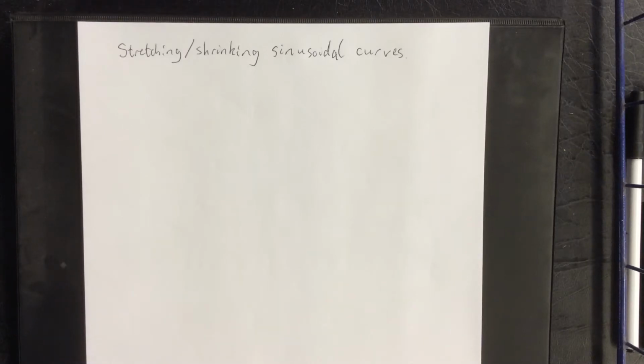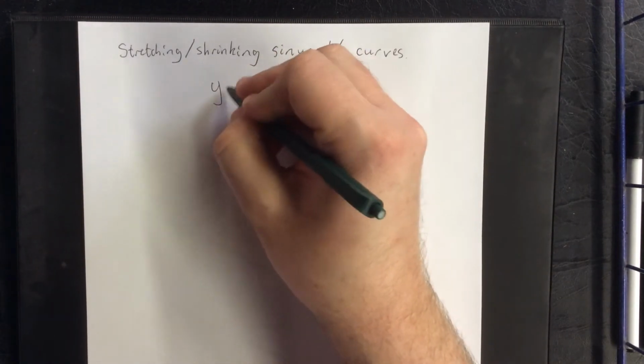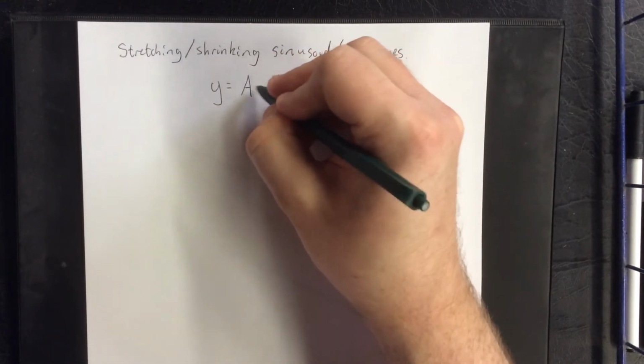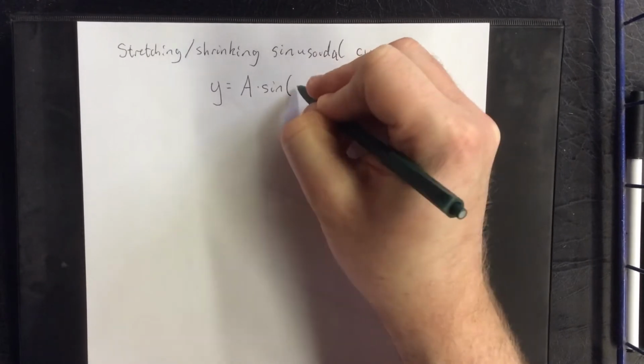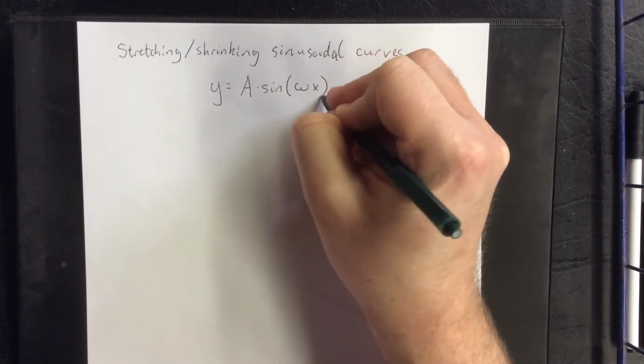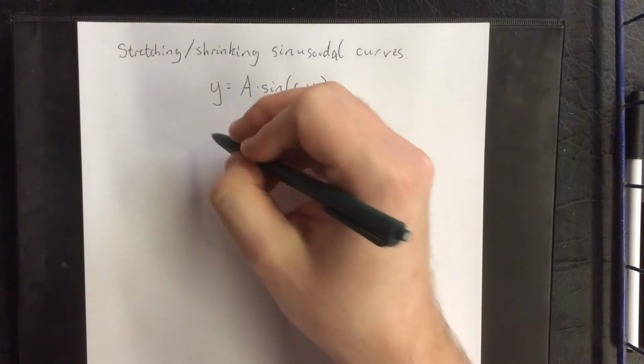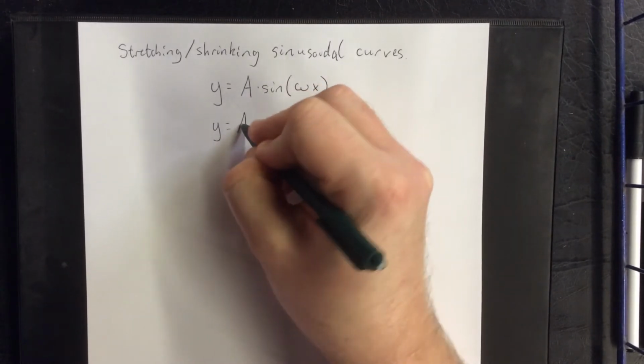So now that we've been introduced to sinusoidal curves, the next thing I want to discuss is applying dilations to those, either stretching or shrinking. Now, first off, algebraically, what we are going to see is something being multiplied onto either the value of the sine function or the value of the cosine function, or x itself.